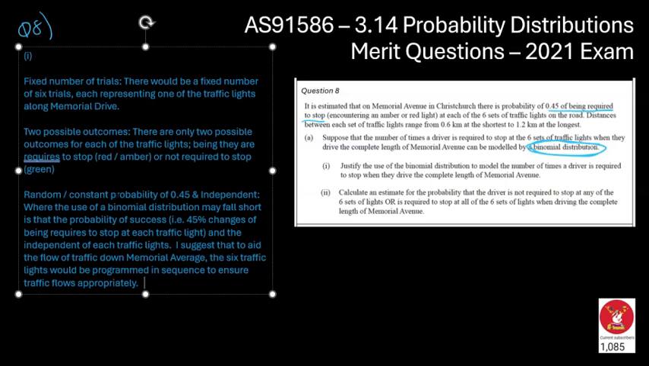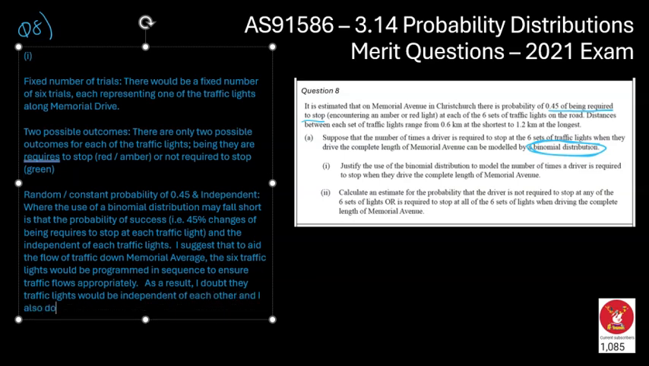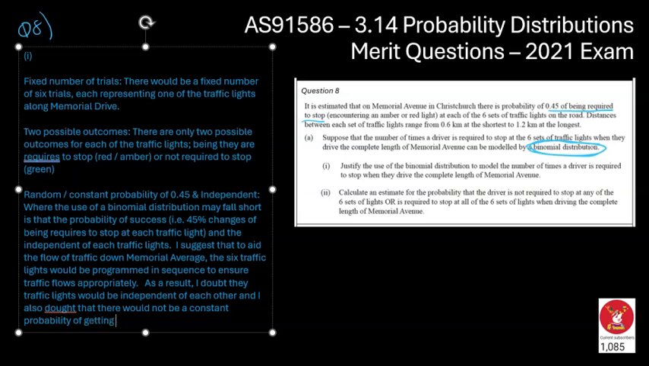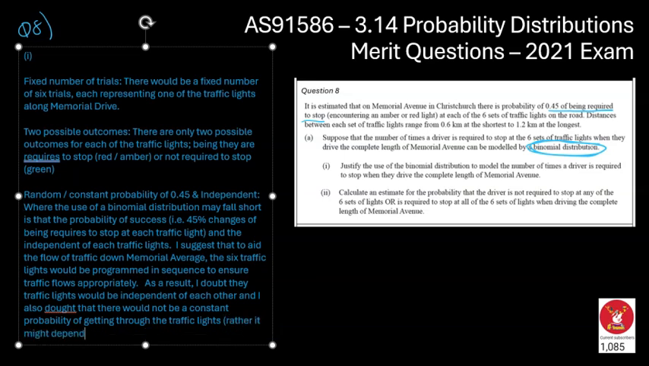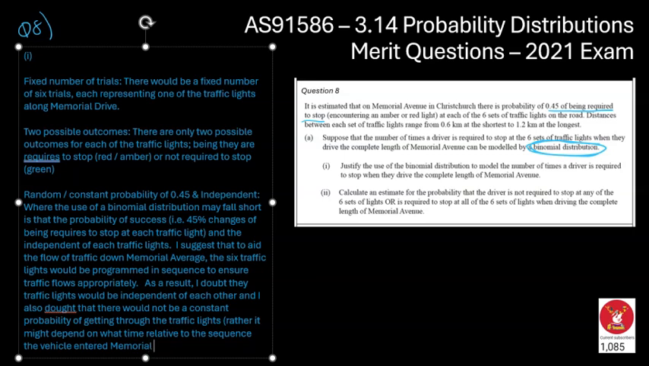As a result, I don't think the traffic lights are going to be independent of each other, and I don't think we're going to have that constant probability of success. I think that success will change based on when you enter the traffic light sequence. So, as a result, I doubt the traffic lights would be independent of each other, and I also doubt that there would be a constant probability of getting through the traffic lights. Rather, it might depend on what time relative to the sequence the vehicle entered Memorial Avenue.